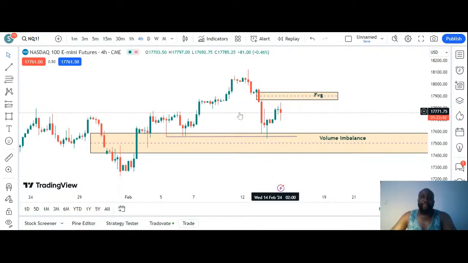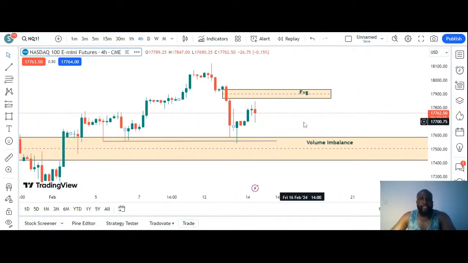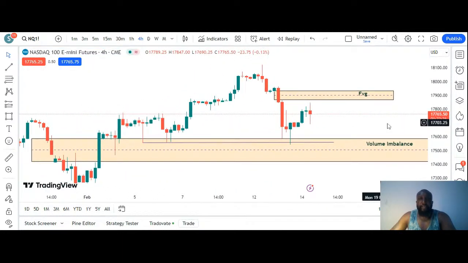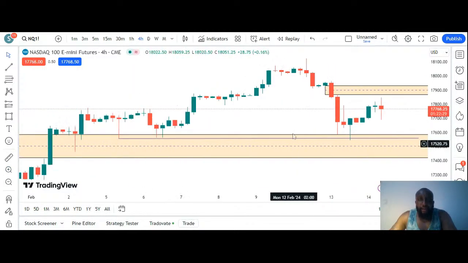And then if we go further down, let me just try and zoom in on this price action nicely. Okay, there we go. If we look at this, this is yesterday's price action. This is yesterday, the 13th, actually.